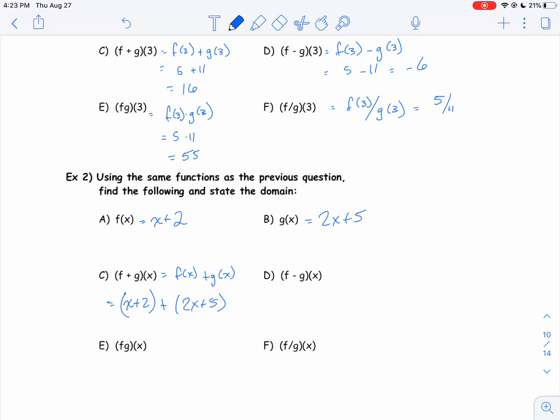Now, since this is a plus here, I don't want to FOIL that. I just want to add these. So I've got an x term and a 2x term. That's 3x plus 7.